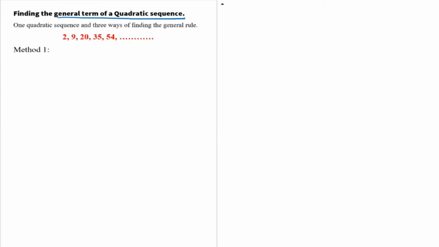For a quadratic sequence, you may have seen such examples for a general rule like 2n squared minus 5n plus 3. As you can see, the highest power is 2. So such a general formula is called the general formula of a quadratic sequence. Or in other words, the sequence that this formula will generate will be a quadratic sequence.